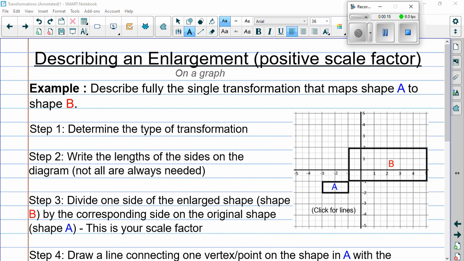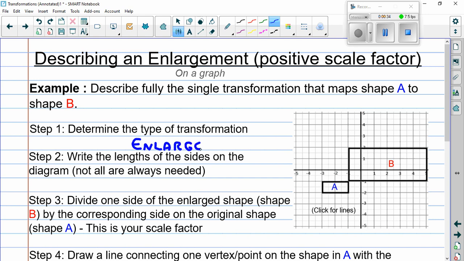So we have to first determine the type of transformation. This one is probably the easiest to spot because it's an enlargement, right? It's the only one that you're going to actually see change in size. So we are going to just say right away, it's an enlargement. That would get you 1 mark typically for saying it's an enlargement.